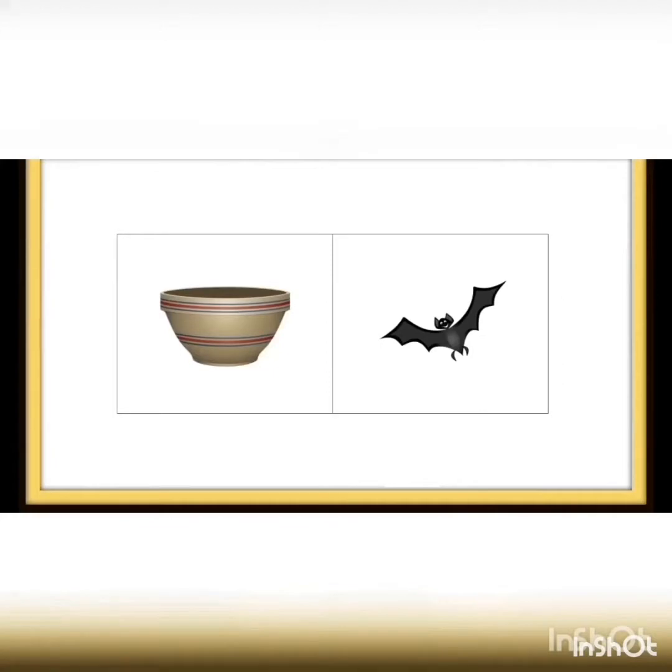Is there this and is there that? Is there a bowl? Is there a bat?